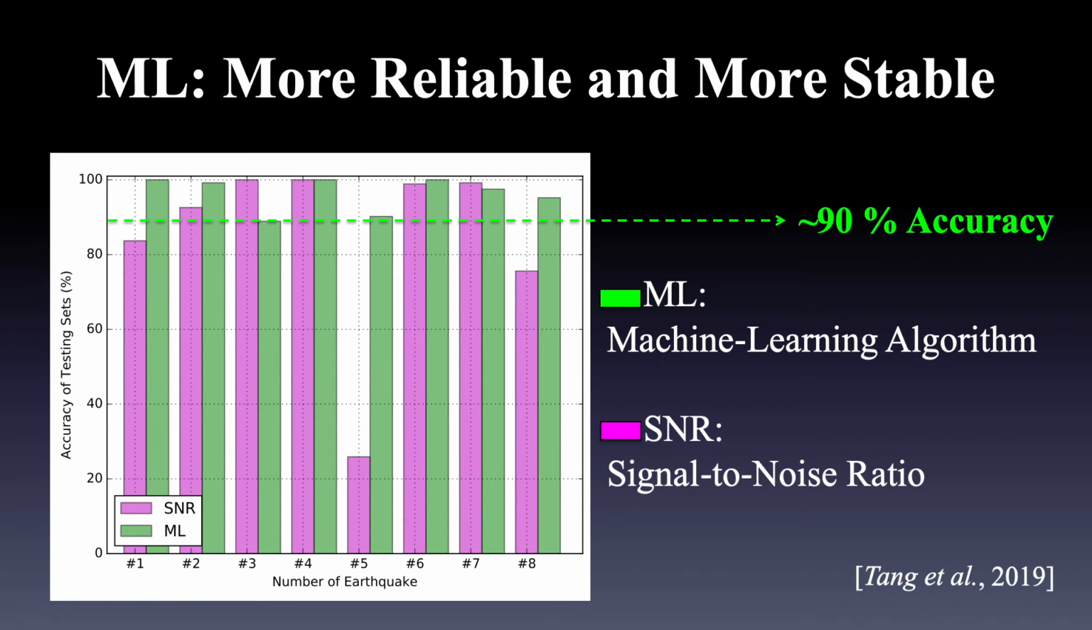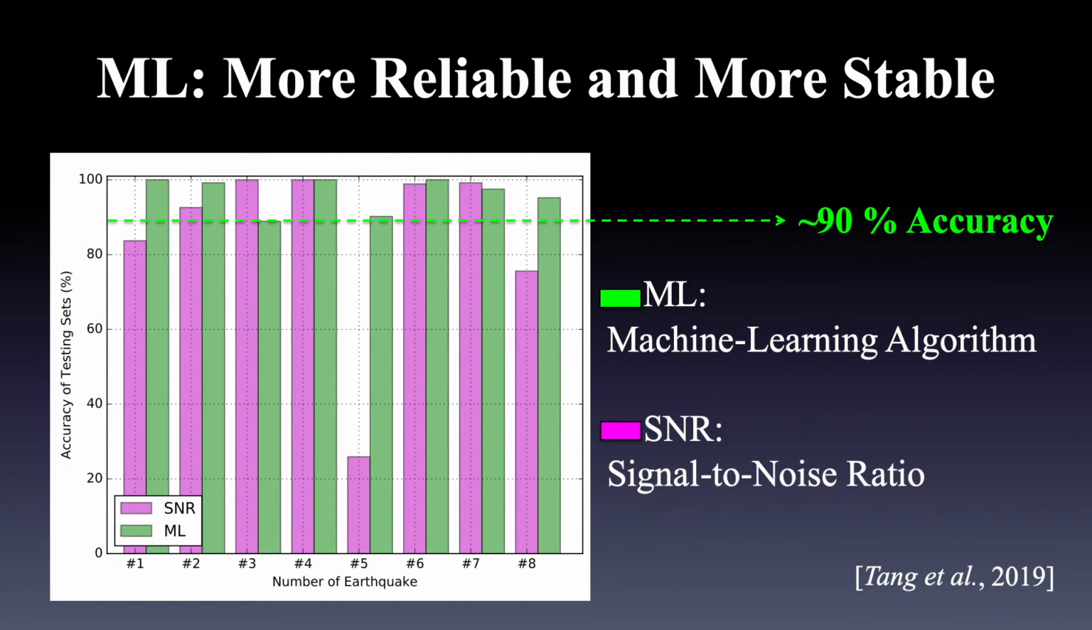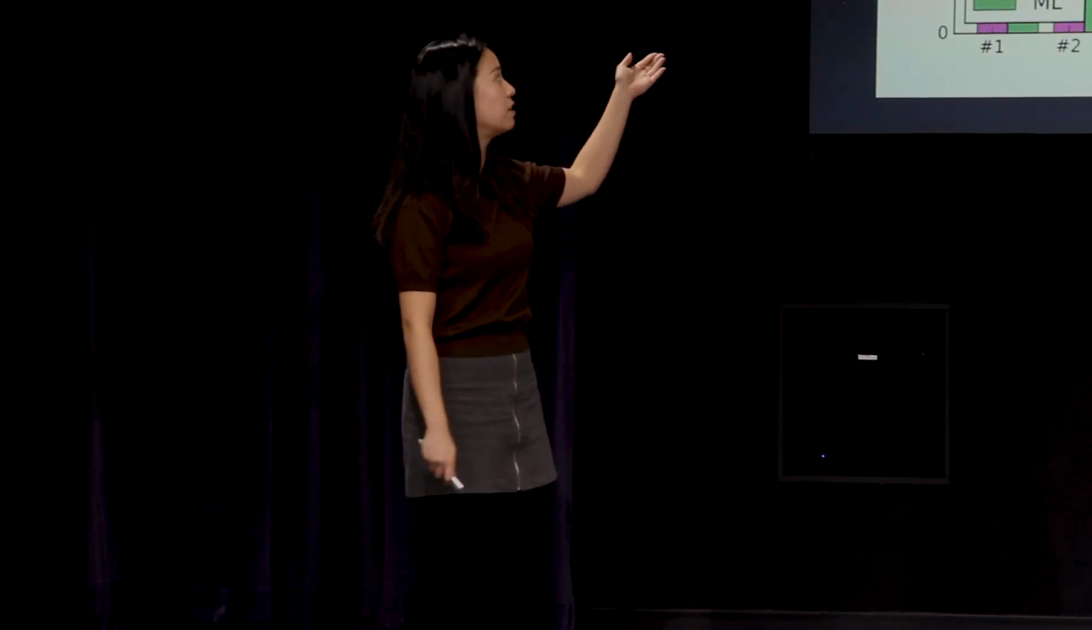We also compared our machine learning algorithm to another common way of detecting signals called signal-to-noise ratio, SNR. SNR computes the ratio between the signal in the surface wave window and the precise background noise. And the final result shown in this figure is that our machine learning is more stable and reliable than the signal-to-noise ratio method.